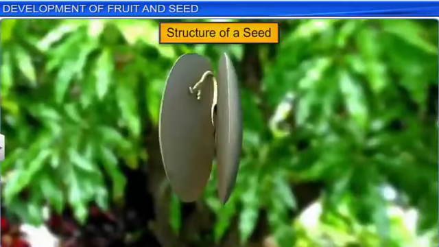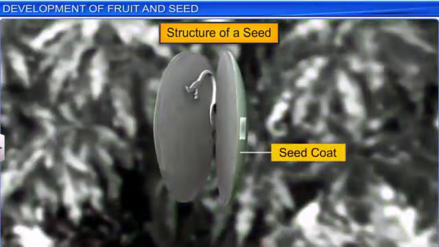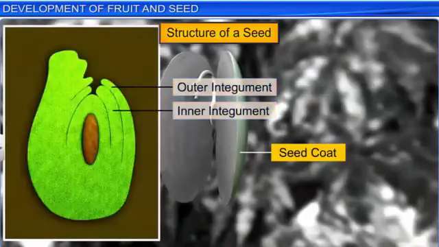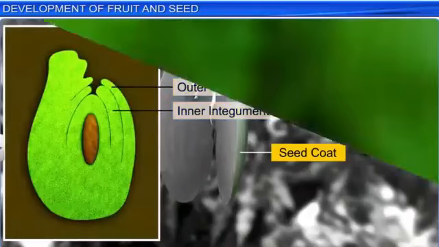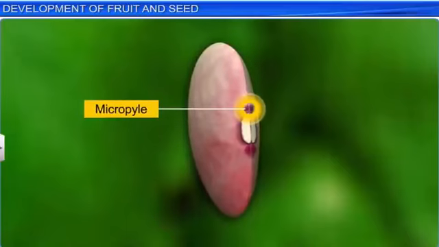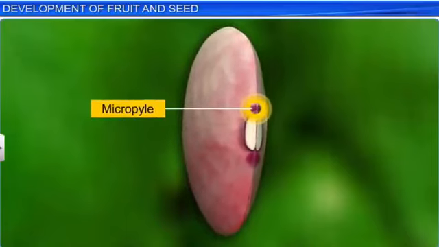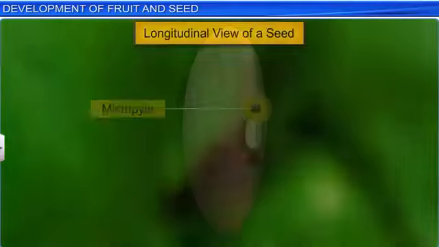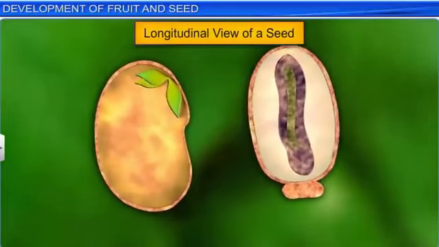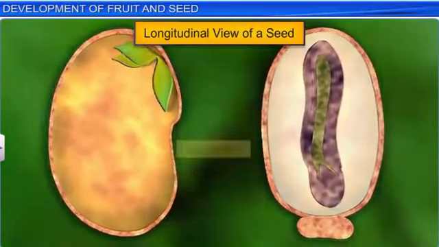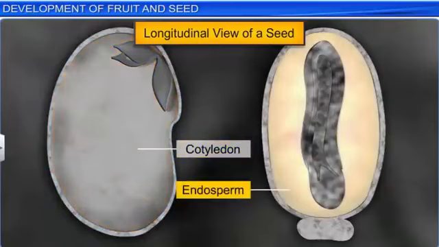Typically, a seed is enclosed in a tough outer protective covering called the seed coat, which is actually the hardened integument of the ovule. The micropyle of the ovule persists in the seed as a small pore through which water and oxygen enter when the seed germinates. Inside the seed coat lie one or more cotyledons as well as the endosperm, embryo, and embryonal axis.